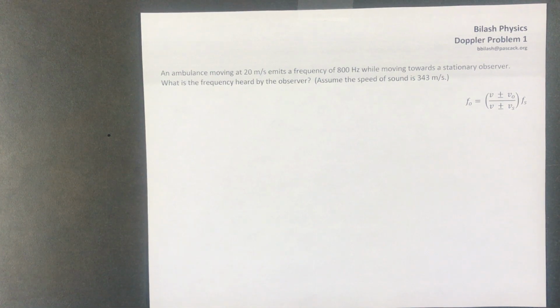An ambulance moving at 20 meters per second emits a frequency of 800 hertz while moving towards a stationary observer. What is the frequency heard by the observer? Assume that the speed of sound is 343 meters per second.